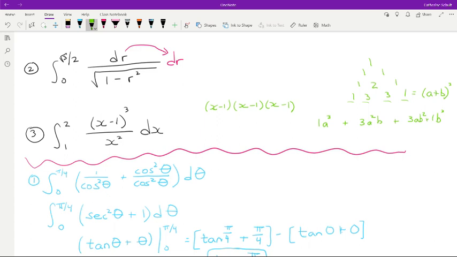Okay, so in our case, a is x, b is negative 1. So we're looking at x cubed plus 3x squared, b is negative 1, plus 3x negative 1 squared plus negative 1 cubed. Okay, so it's a fun way to expand your binomials. I don't know if you guys remember that from pre-calc.